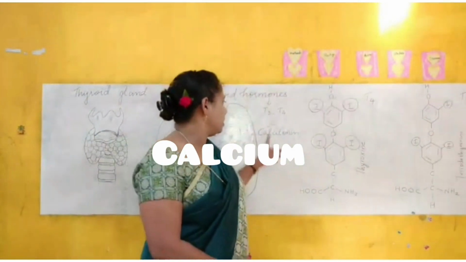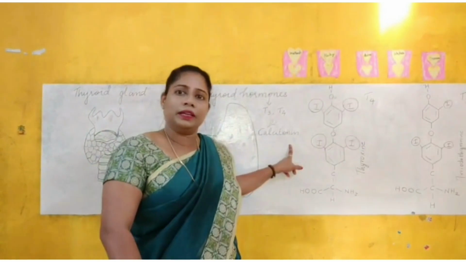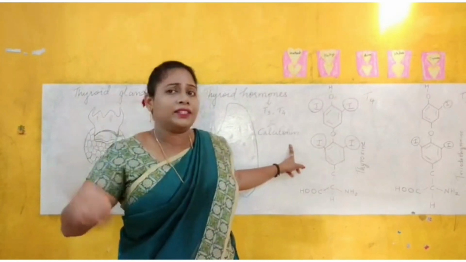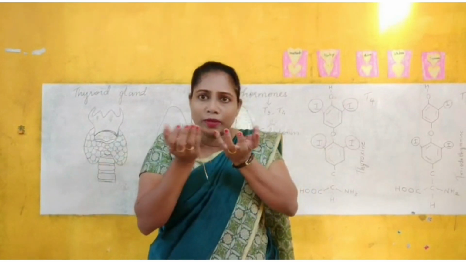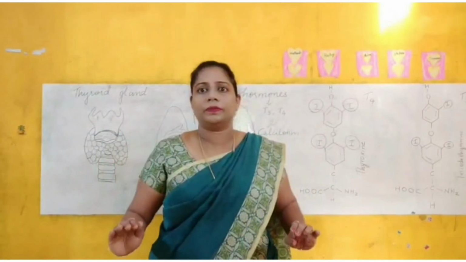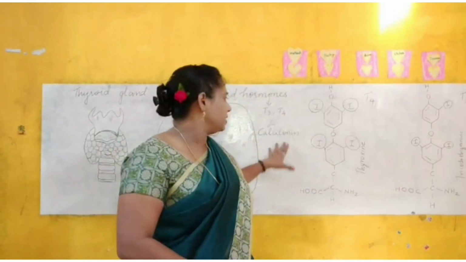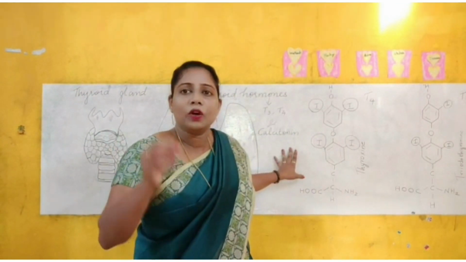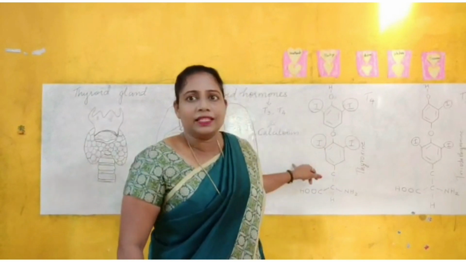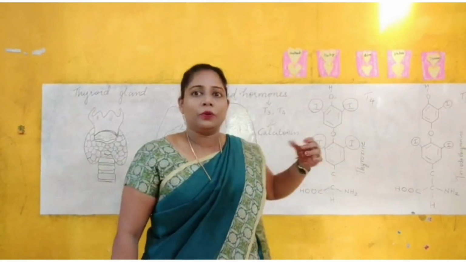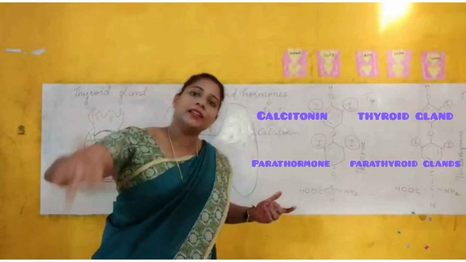calcium. Very good. Calcitonin is said to have calcium lowering activity. Whenever there is more calcium in your bloodstream, calcitonin will see that the calcium is removed from the bloodstream and deposited wherever it is possible, whether in the muscle or the bone or elsewhere. So calcitonin is involved in calcium homeostasis. Homeostasis of calcium is maintained by calcitonin as well as parathormone. Who is producing calcitonin? Thyroid gland. Who is producing parathormone? Parathyroid gland.